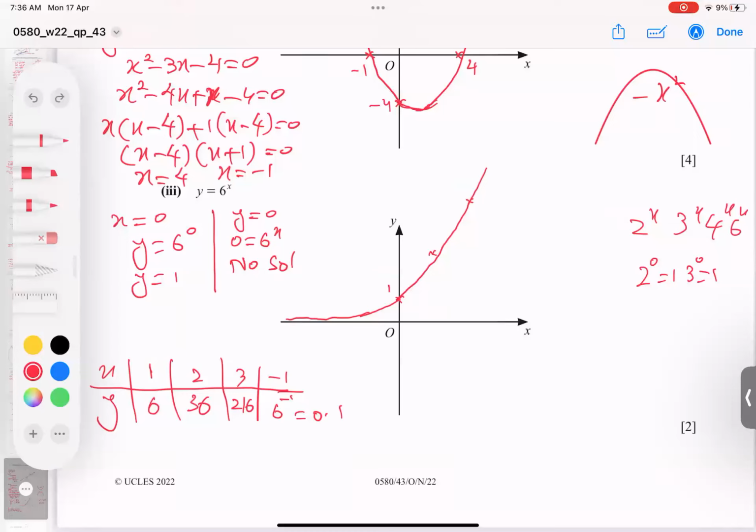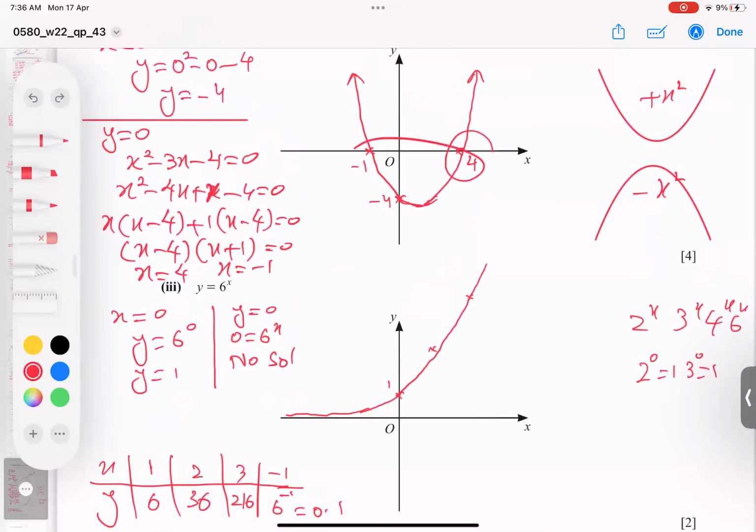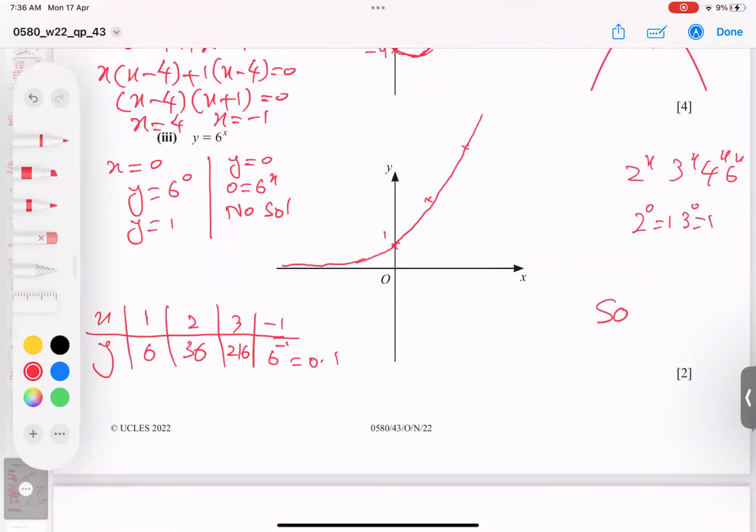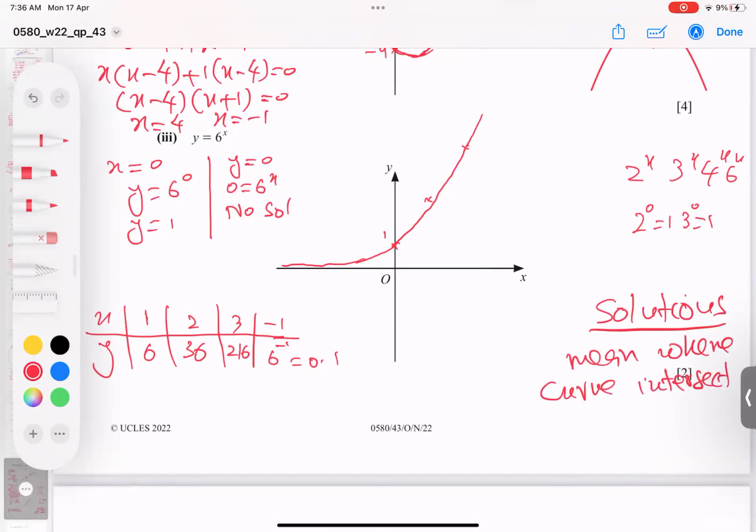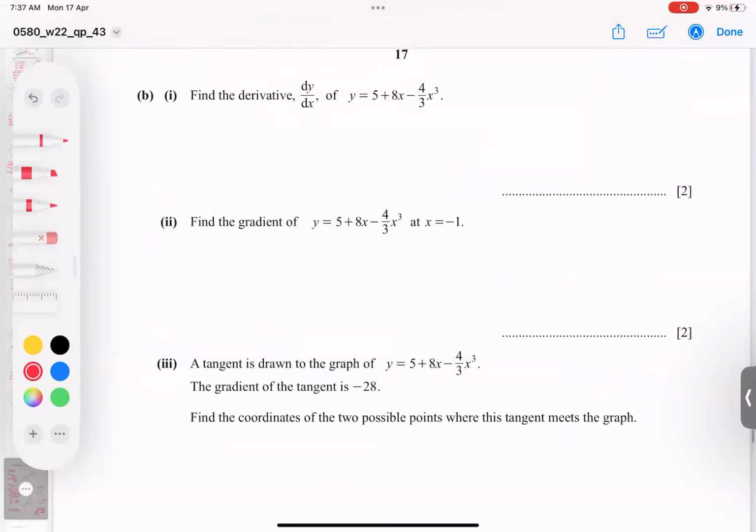A solution is only when it cuts. Before, it had 2 solutions. Why 2 solutions? Because it cuts the x-axis. Actually, solutions are those values. Solutions mean where the curve intersects the x-axis. But here no solution because it does not intersect. It means very clear. So I think the curve is very clear. Let's go for the next question.